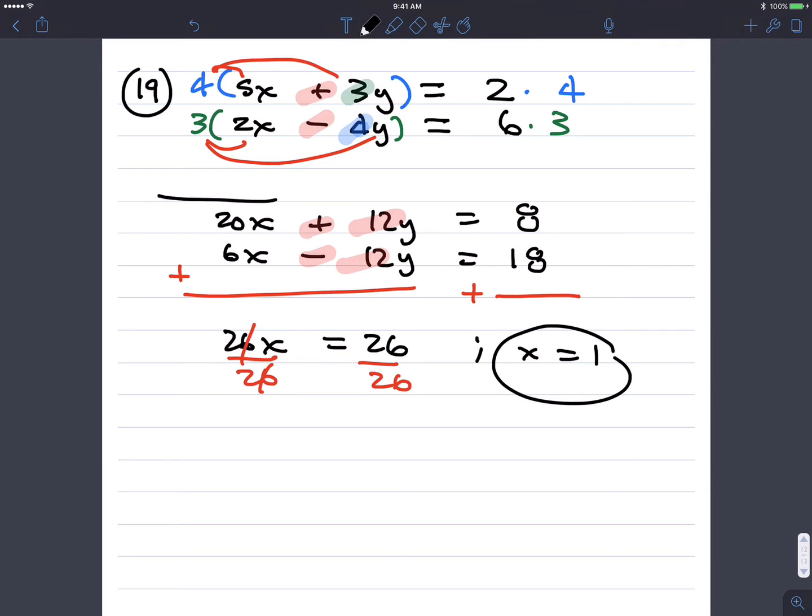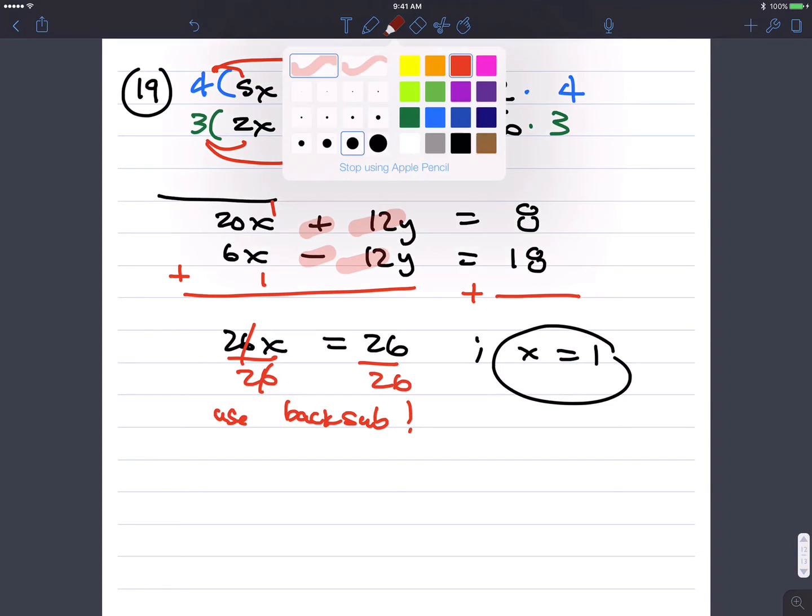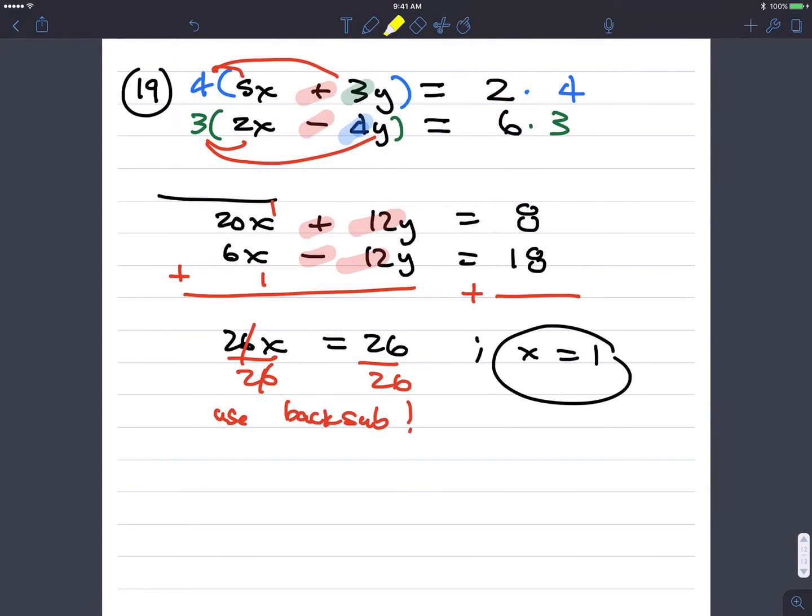We're going to use back substitution to find the y value. Use back sub. X is 1. Okay. I'm going to use the second equation here. So that means I have 6 times 1 minus 12y will be 18. Now 6 times 1 is 6. 6 minus 12y is 18.